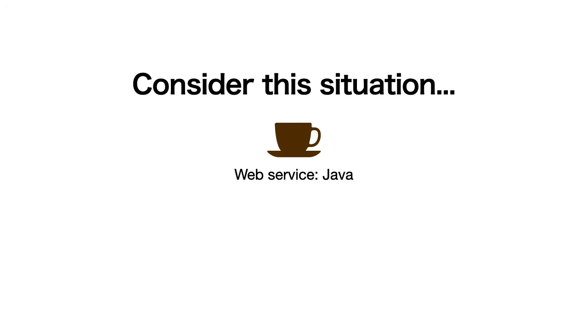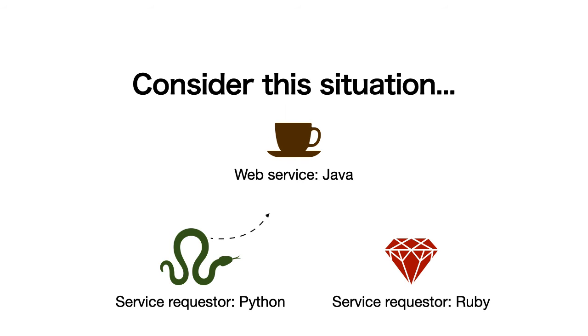Consider this. We have a service written in Java, and we put our service on the web. Then we have requesters from Python and Ruby. Then we want the output from Java readable to Python and Ruby. How is that possible? Via the web.